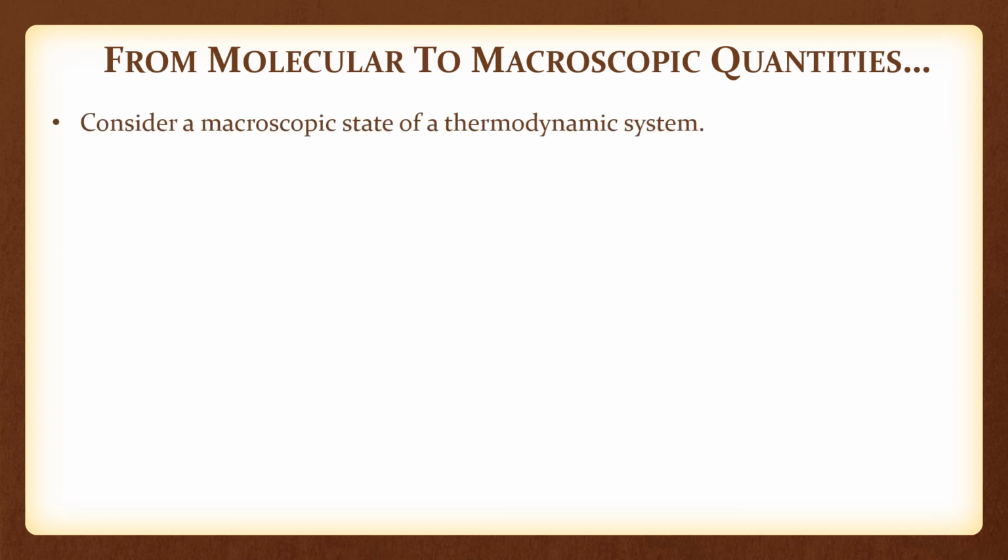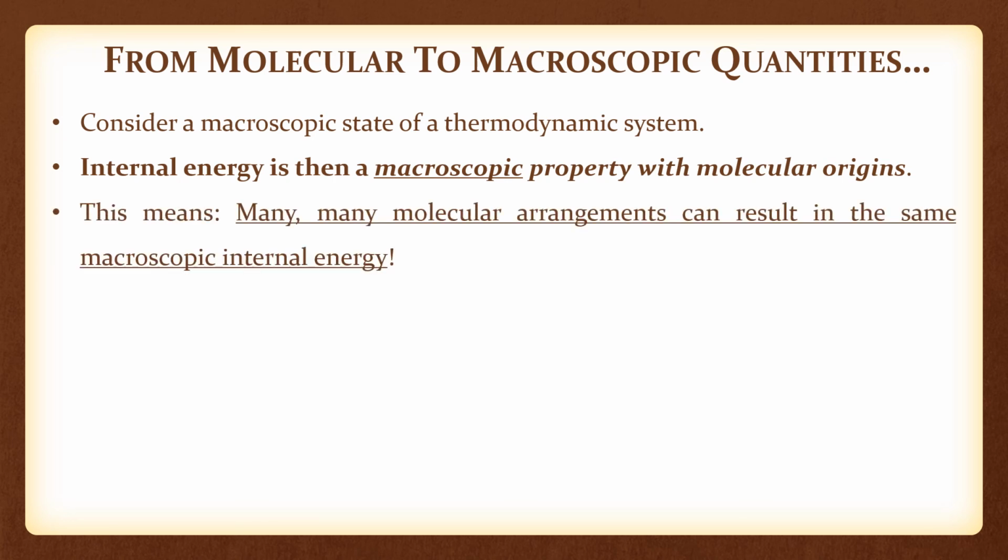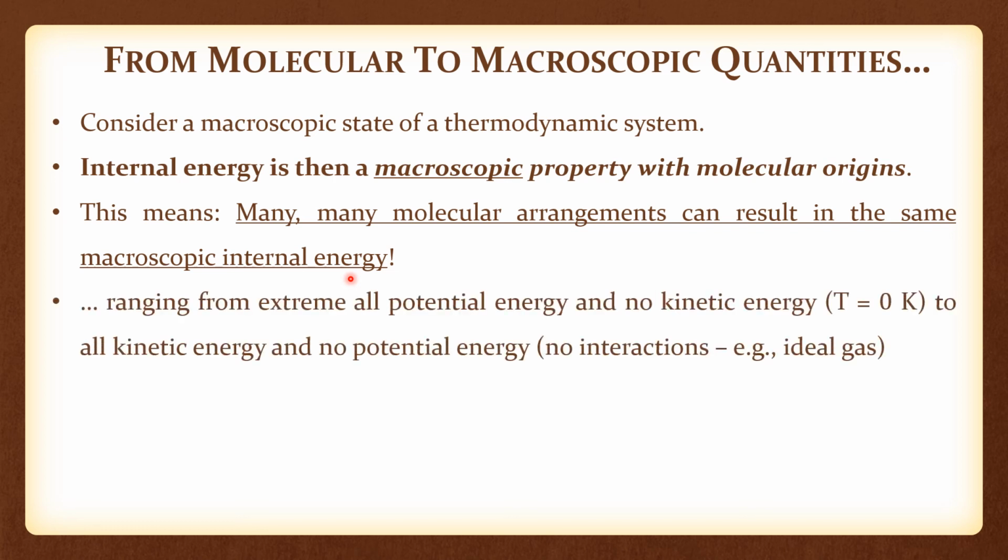So now we are trying to answer this question that we posed at the beginning of the setting of the thermodynamic framework. You want to go from molecular to macroscopic quantities. Consider a macroscopic state of a thermodynamic system. Internal energy, as I said, is then a macroscopic property with molecular origins. This means many molecular arrangements can result in the same macroscopic internal energy. We will see this in some substantial detail in the lecture on entropy, ranging from, for example, an extreme situation of all potential energy and no kinetic energy.